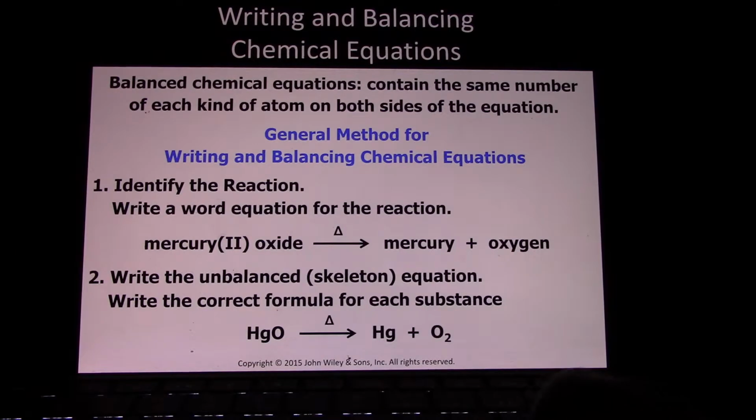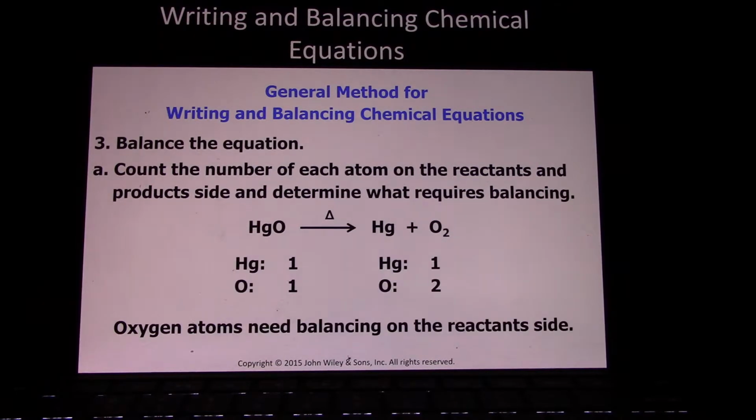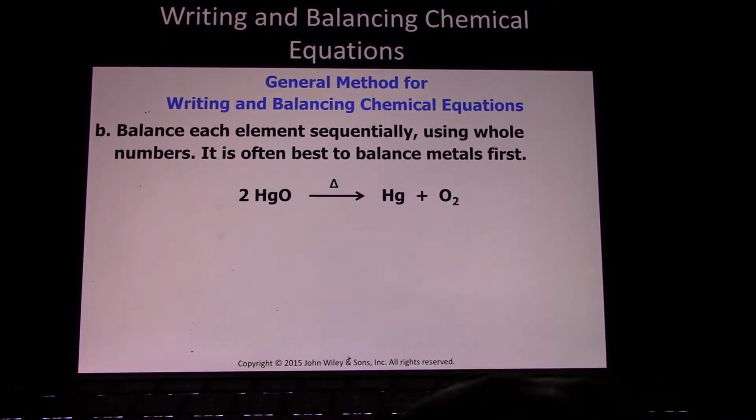But is it balanced? Do I have the same number of each type of element on the left and the right? I have one mercury atom on the left, one on the right. But I only have one oxygen on the left, and I have 2 on the right, so it's not balanced. You can only change coefficients. You're not allowed to change subscripts because that would change the chemical itself. So here, we put a 2 here. Because now I have 2 HgO, which means I have 2 mercuries and 2 oxygens.